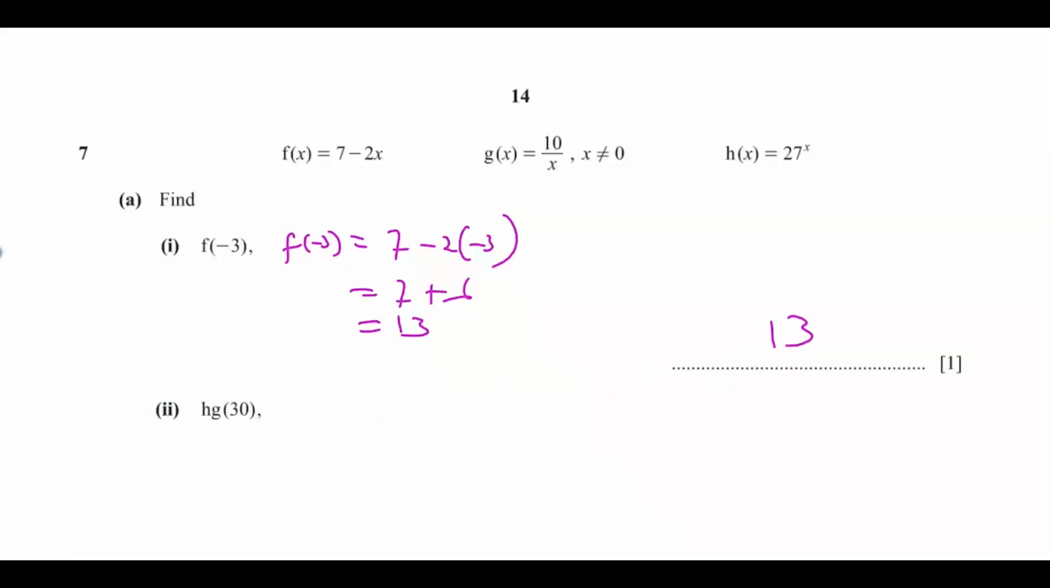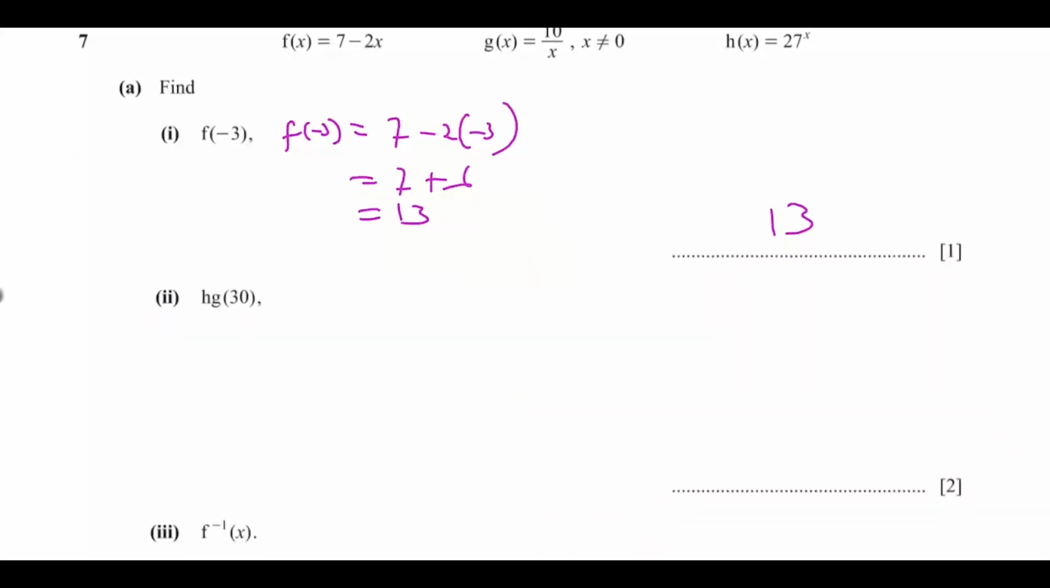Then part 2, find hg(30). So the first thing you need to do is to get hg(x). To get hg(x), pass g(x) into h(x). So h(x) equals 27 to the power of x, but we're going to pass g(x) as x, so that would be 27 raised to the power of 10 over x. So this is hg(x).